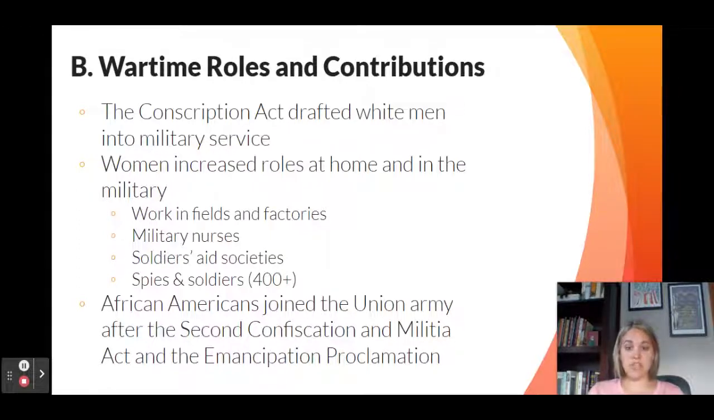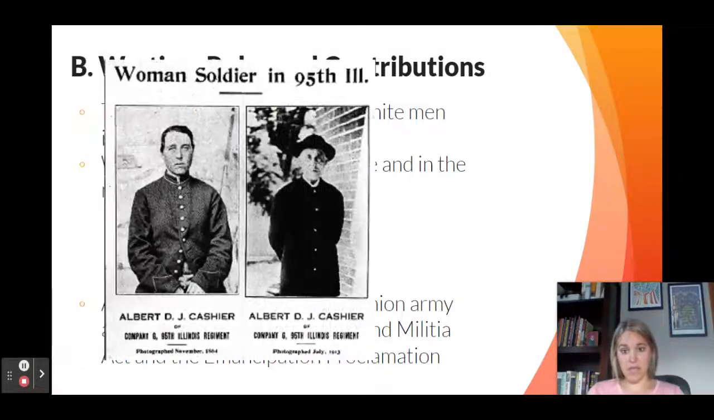African Americans will join the Union Army after the Second Confiscation and Militia Act, and then also after the Emancipation Proclamation. That is going to be highlighted in our next lesson. So here is a photo of one of the secret female soldiers who was part of the war.